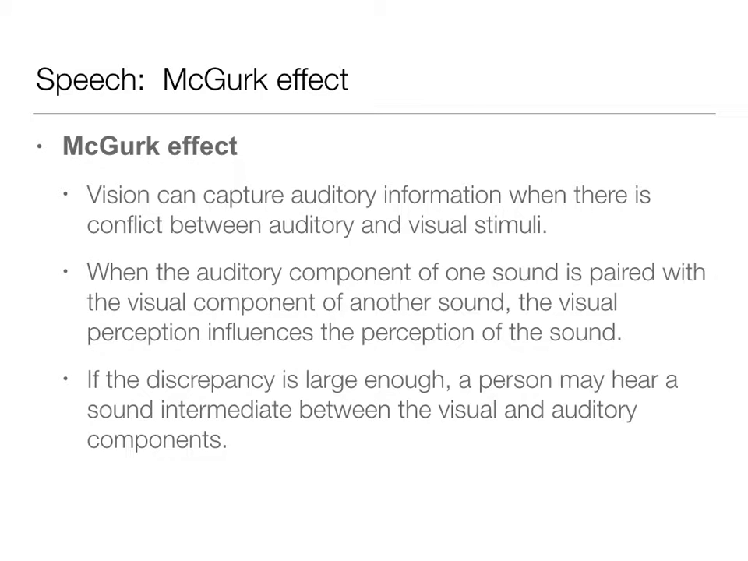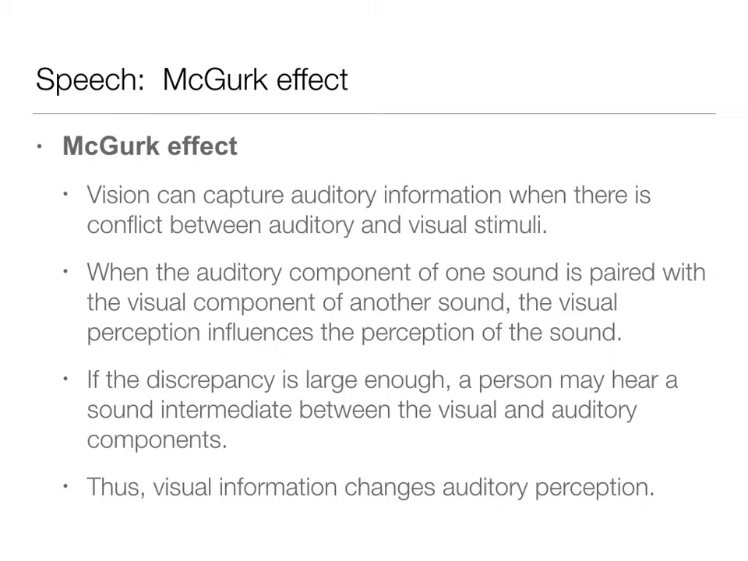So they won't perceive it as what the vision says. They won't perceive it as what the auditory says. They're going to see it as something in the middle. So we'll see that this visual information really can change this auditory perception. So here's an example of the McGurk effect.